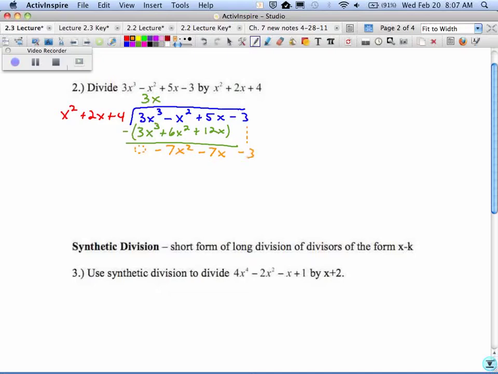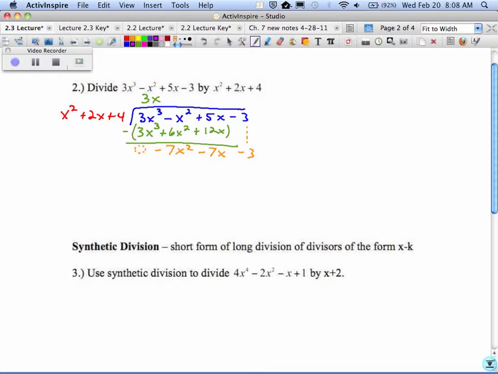Can I stop? No. Orange is x squared, or second degree. The red is second degree. They're equal degrees, so you have to keep going. You don't stop until this stuff over here is smaller degree. Once it hits a first degree, we can stop.